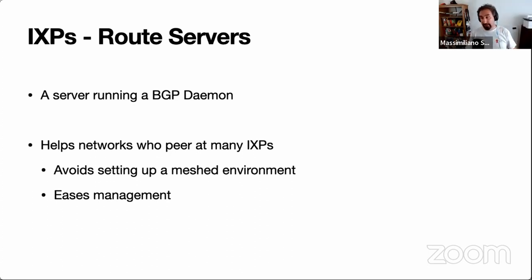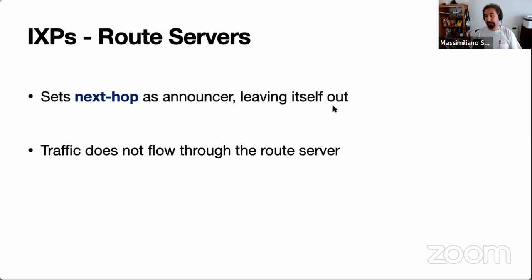On top of that, route servers are an important part of routing security, because that's where the IXPs play a role. That's where IXPs can apply their filters. They can apply ROV. You can configure your communities to figure out how you want your data to be propagated, and so on. But route servers play a role where you set up a smaller number of BGP sessions, and you still reach many of the destinations through the IXP peering LAN. So it just sets the next hop as the announcer, leaves itself out, and the traffic does not flow through it. Many people actually believe this, and I've had to explain many, many times that route servers don't get in the way of traffic.